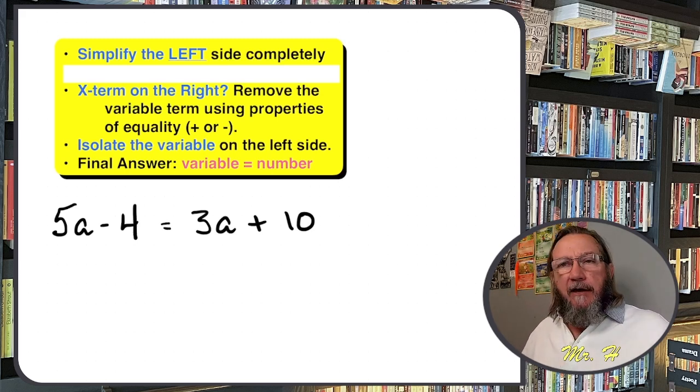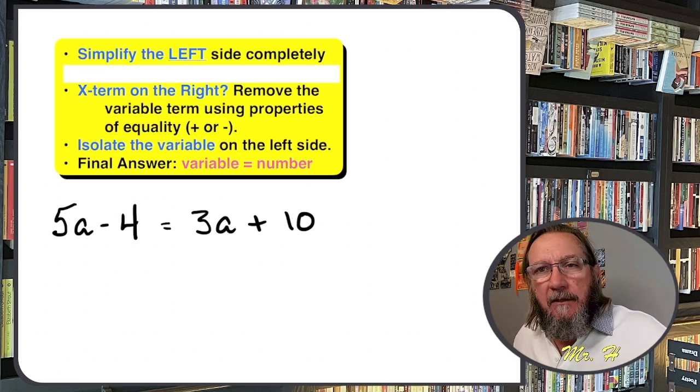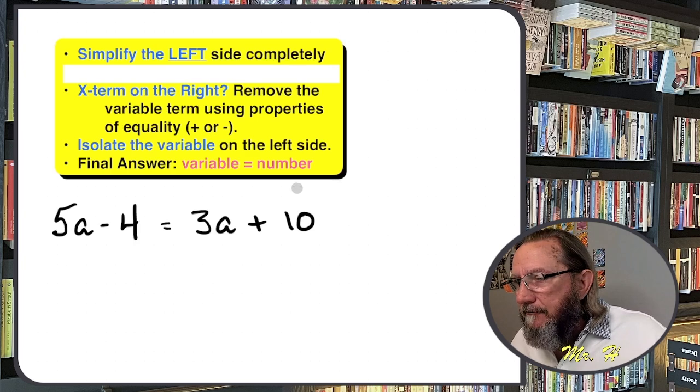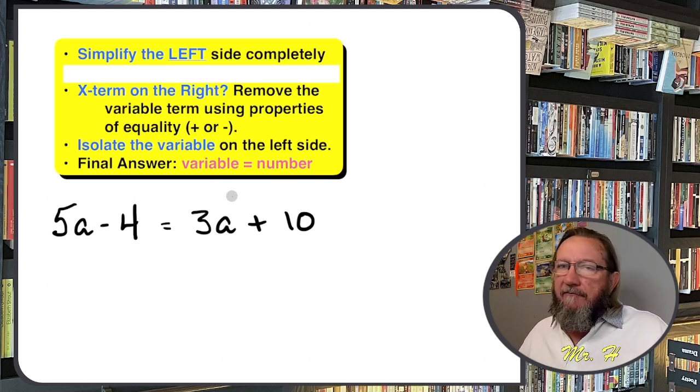What happens if you have an x term on the right? You got to get rid of it. You got to move it over off of the right-hand side. Because remember, look what our final answer says. Our final answer is we have the variable equal to a number. So we want that variable on the left side, not on the right-hand side.